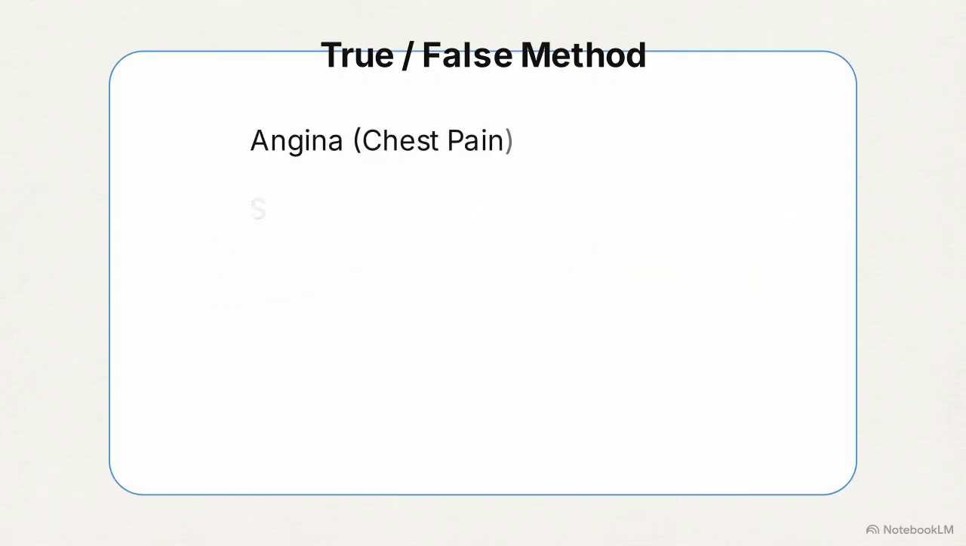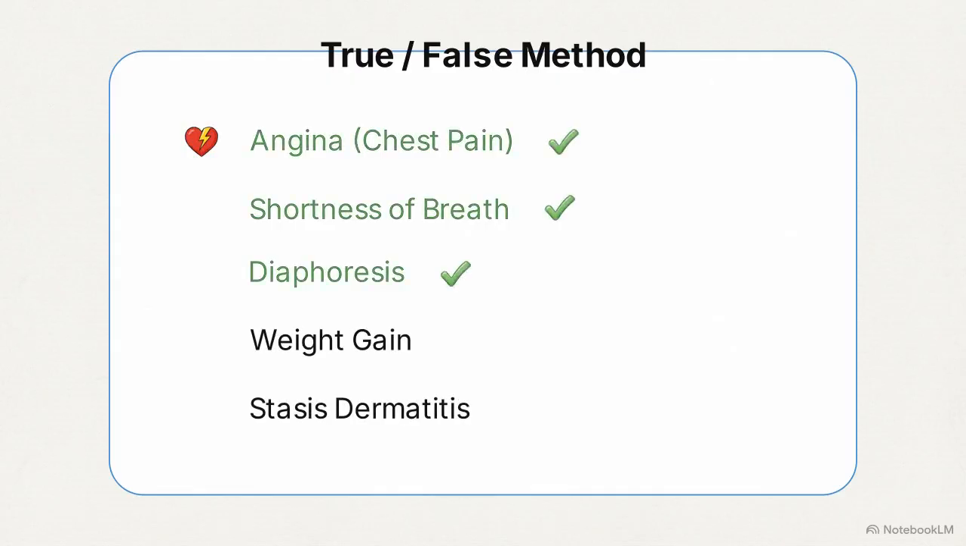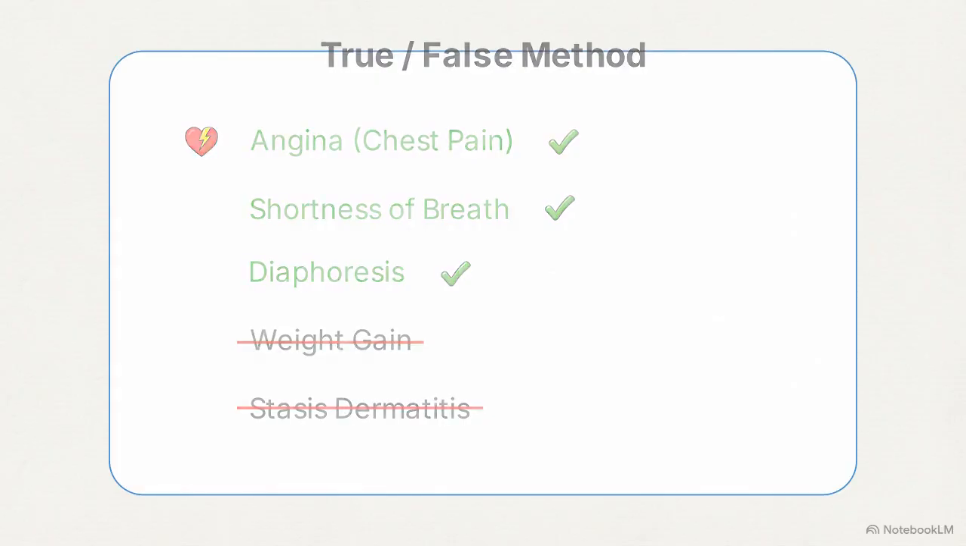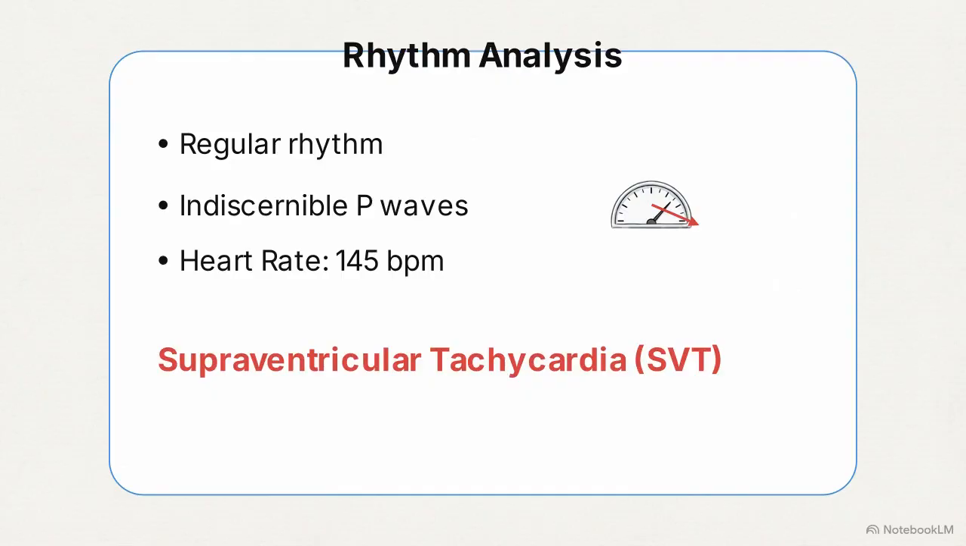On the exam interface, the patient presents with angina, shortness of breath, and diaphoresis. These findings indicate an active compromise to circulation and oxygenation, allowing you to prioritize them over stable findings like weight gain or stasis dermatitis. Next scenario. The data shows a regular rhythm, indiscernible P waves, and a heart rate of 145. That specific metric confirms the patient is in supraventricular tachycardia. The immediate action is to have the patient perform vasovagal maneuvers, such as coughing forcefully.